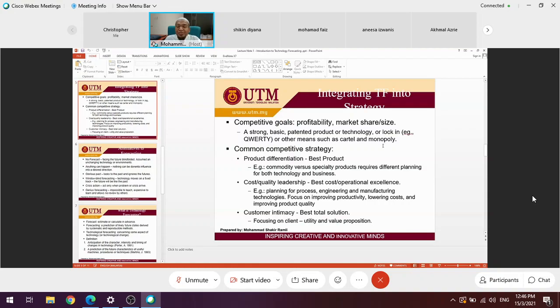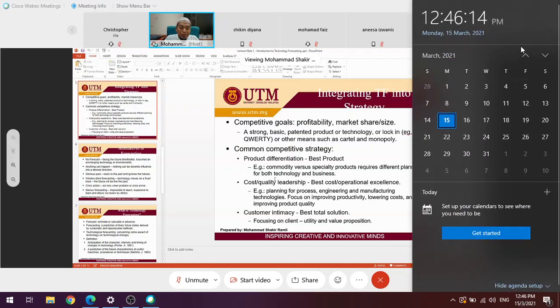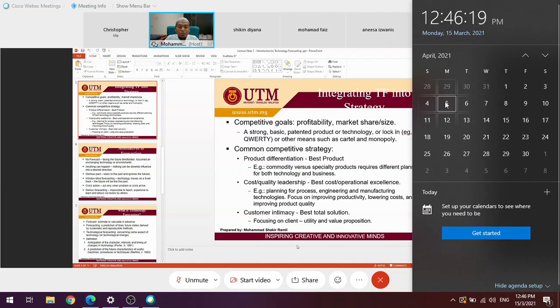Okay, next, common competitive strategies like product differentiation, cost, quality, leadership, customer intimacy. These are all strategies. Product differentiation. You want to have a difference in your product. You have to come up with the best product. There are companies producing only the best product, always being the best in the market.